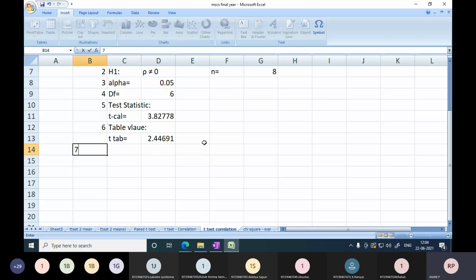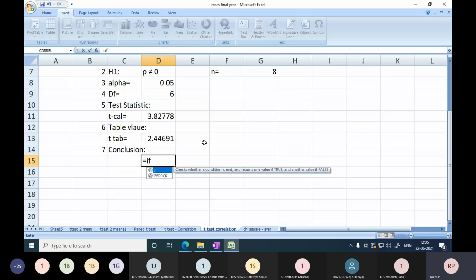Go for the last step, the conclusion. So what is the conclusion here? Write is equal to if, open the bracket. Here the T-cal value is positive only, so no need to take the absolute value, take it directly. So if T-cal is less than T-tab, then comma, accept H naught.